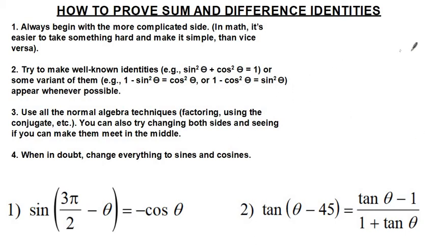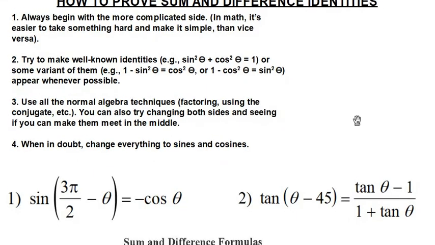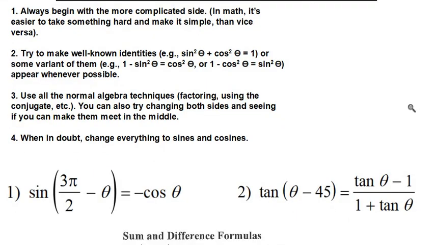Alright, so now that we've seen how to use the sum and difference identities to actually find values, we'll practice proving some of the identities. It's the same as what we did earlier in this unit. The only difference is now we know more specifically what formula we're going to be using, where our strategies are still the same. We'll always begin with the more complicated side.